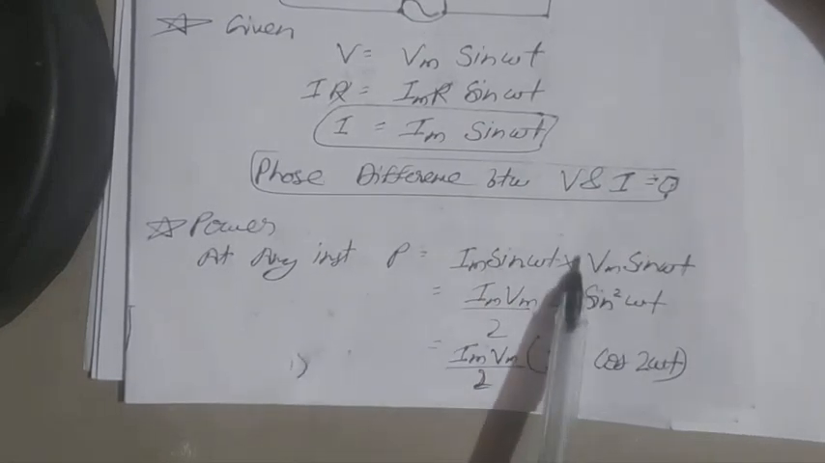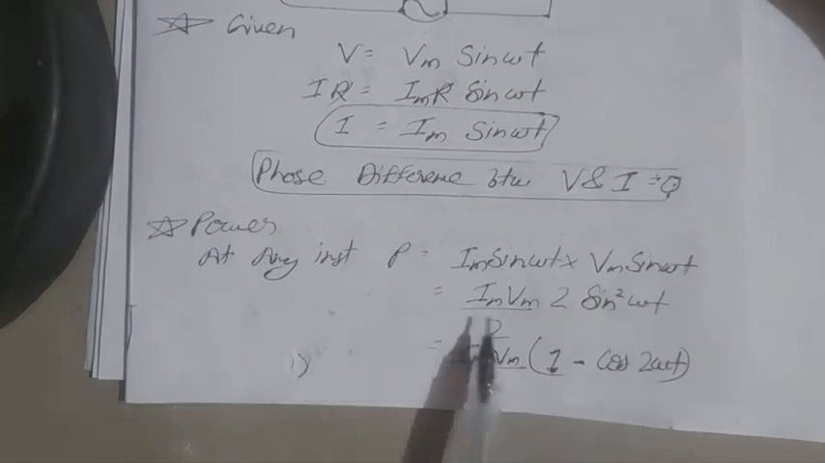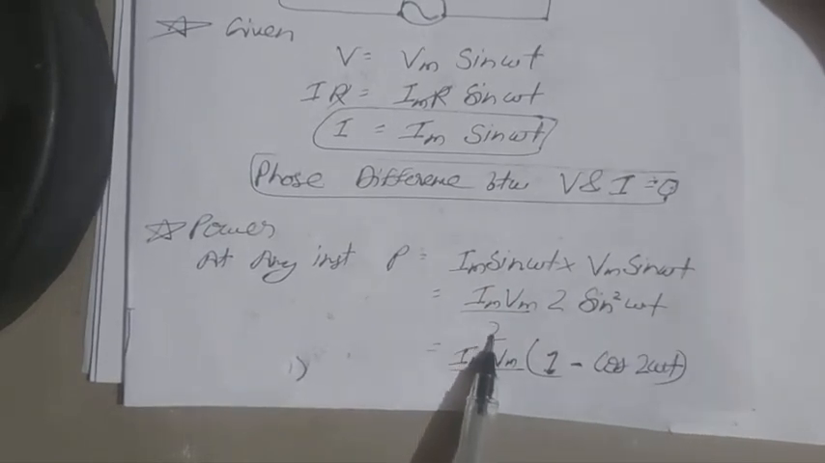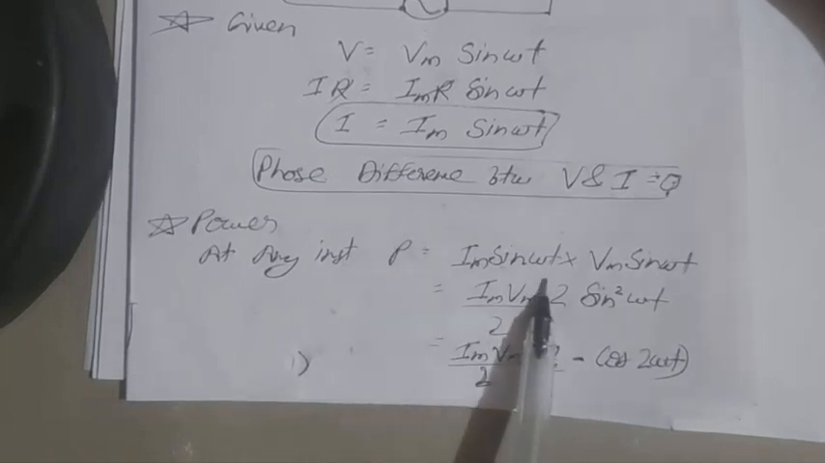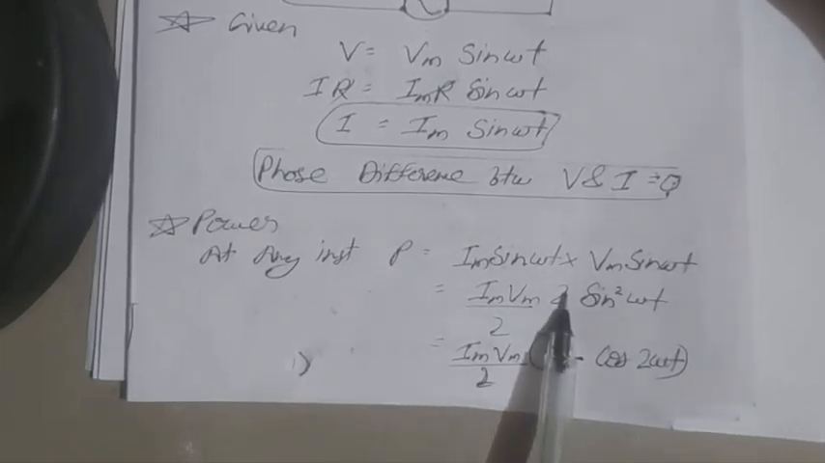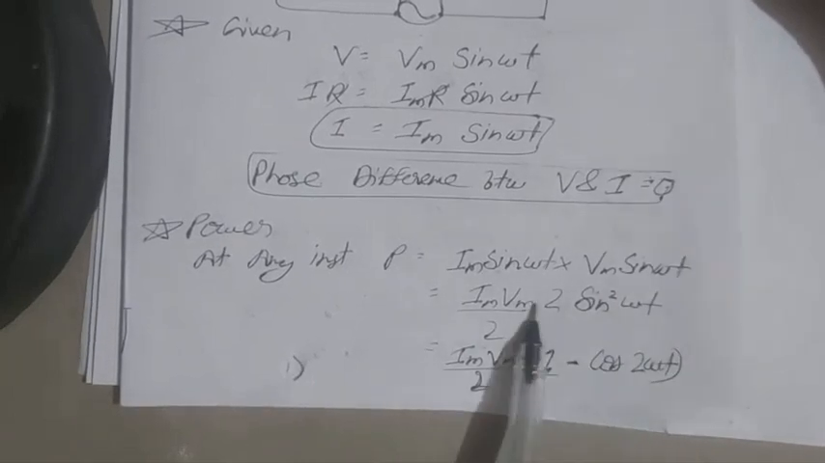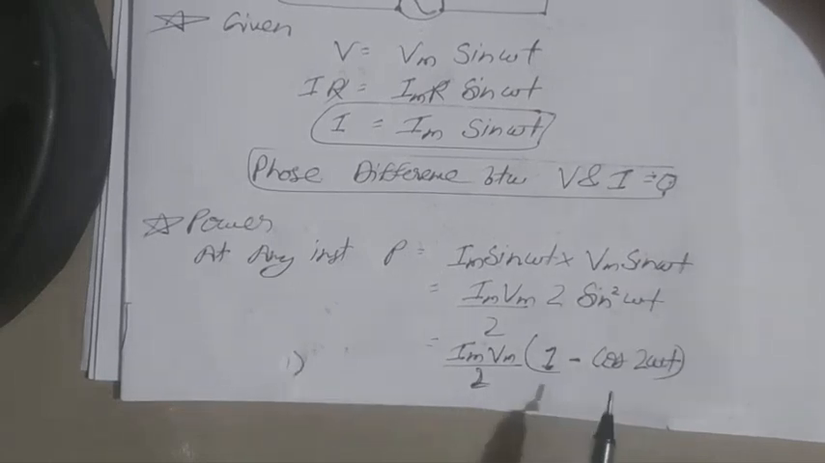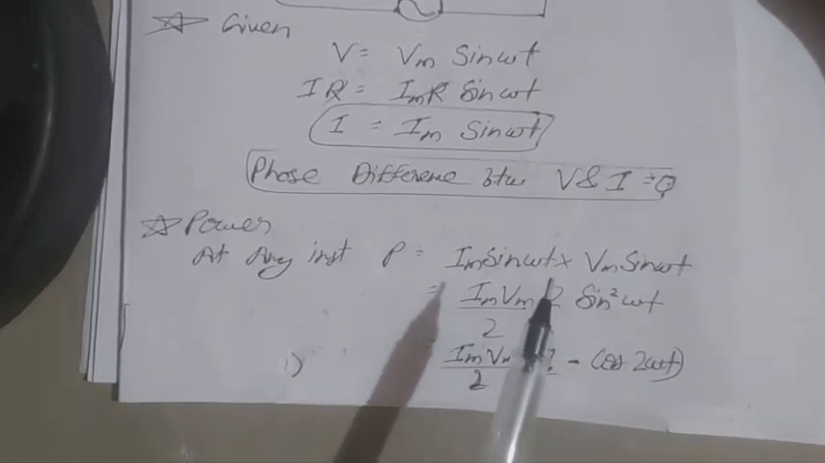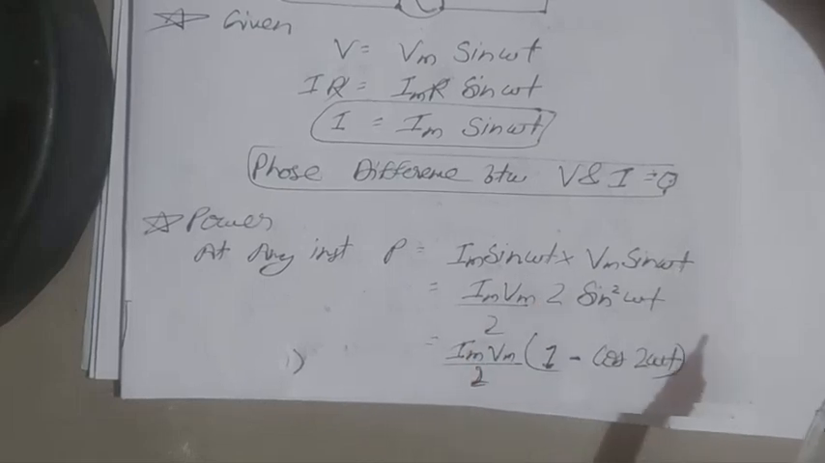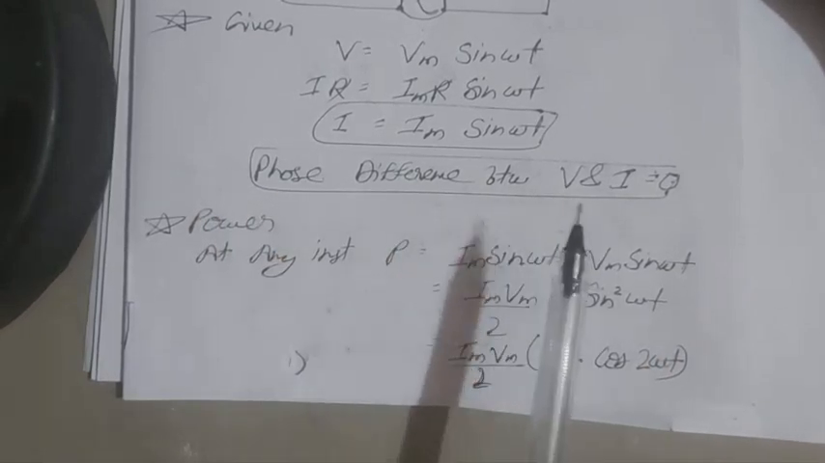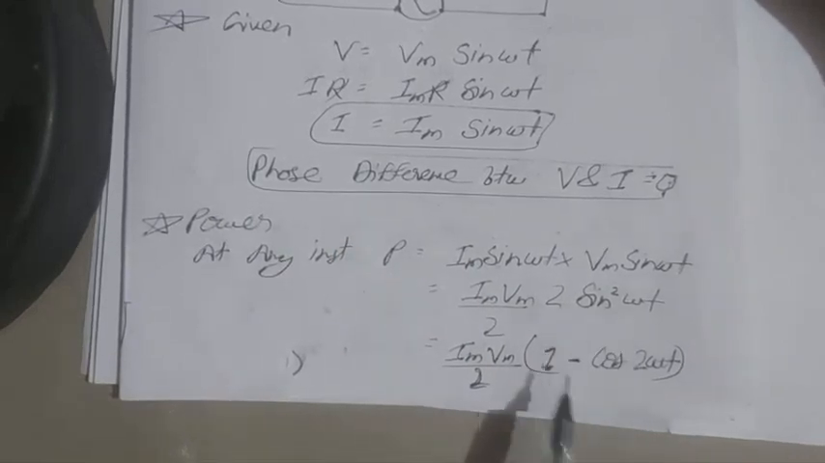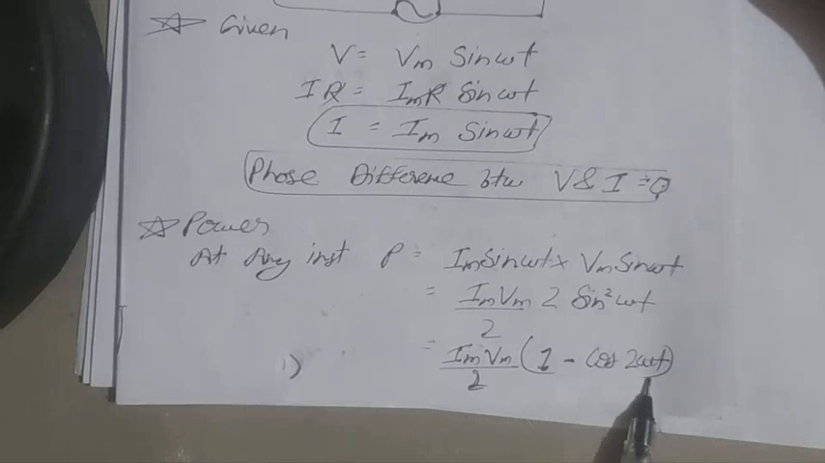So these are peak values and constant. So Im into Vm sin square omega t. We multiply both denominator and numerator by 2. You can see 2 sin square omega t by trigonometric identity. The trigonometric identity is cos 2 omega t is equal to 1 minus 2 sin square omega t. We obtain 2 sin square omega t is equal to 1 minus cos 2 omega t.